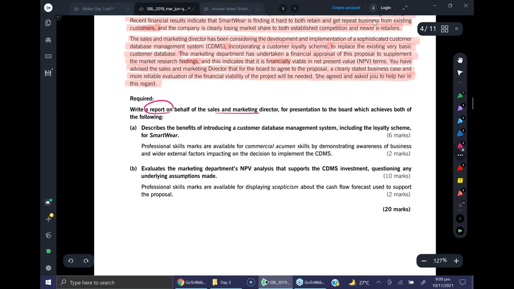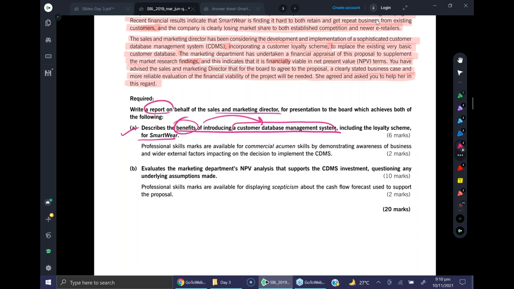The requirement is to write a report on behalf of the sales and marketing director for presentation to the board, which achieves both of the following. Number one, describes the benefits of introducing a customer database management system, including a loyalty scheme, for Smartware. So simple benefits of this kind of system. But of course, you will give your ideas, but please don't forget to connect it with Smartware. And sometimes the only connection one can make by giving their idea is to use the name of the company.